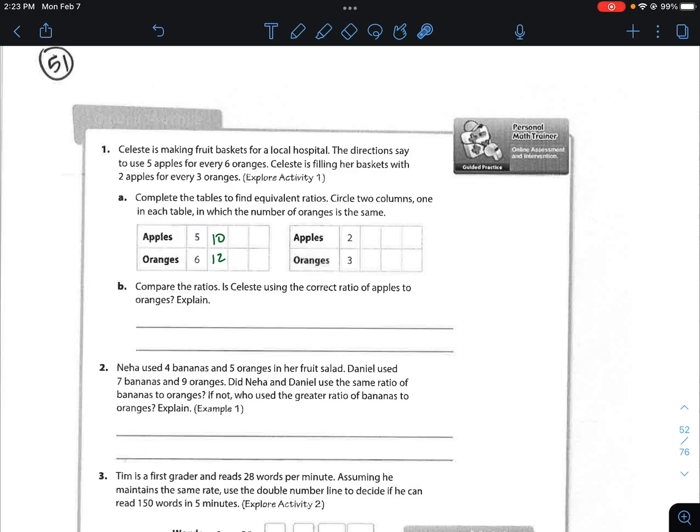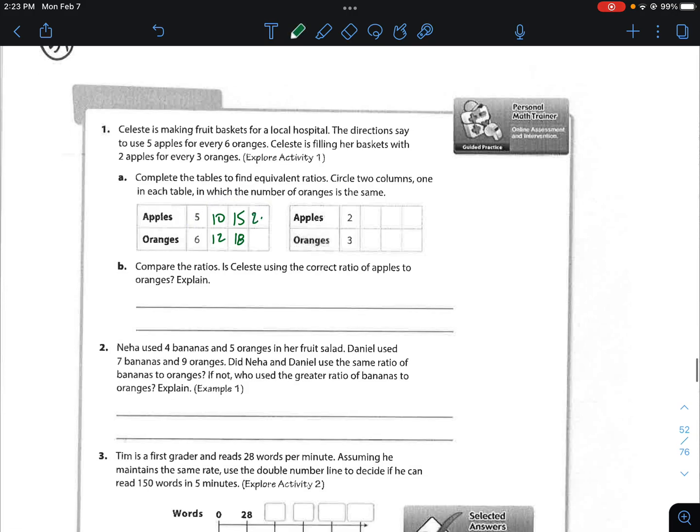So if I want to add 5 more apples, I'd have 15. And if I add 5 more apples, I need to add how many more oranges? Well, I'm adding 6 oranges for every 5 apples, right? So add 6 more. It's like 6, 12, 18. Another way of looking at it is 5 times 3, and then maybe 5 times 4, which is 20 apples, and you should have 6 times 4, 24 oranges if you have 20 apples.